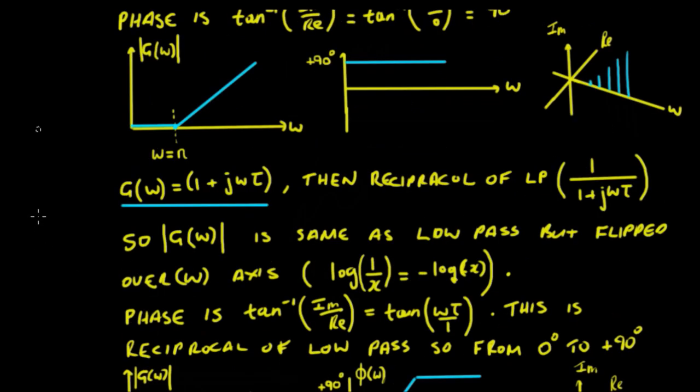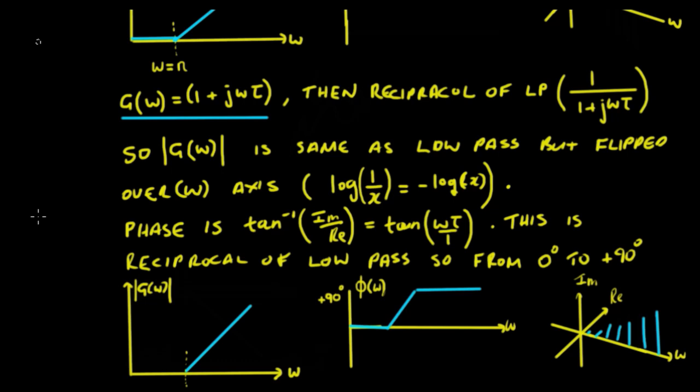So the final one we're going to need to look at is g of omega equals 1 plus j omega tau. Now this is going to be the reciprocal of a low pass filter, so that's a low pass filter one there, so that's just the reciprocal of it. So g of omega is the same as a low pass, but if it's the reciprocal, then it must be flipped on the omega axis.